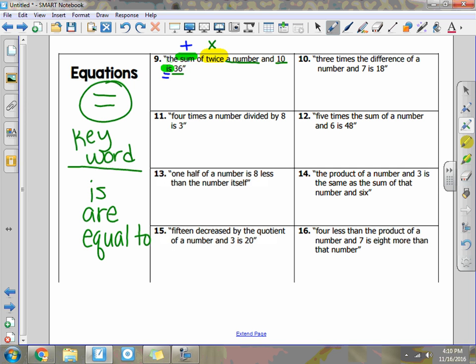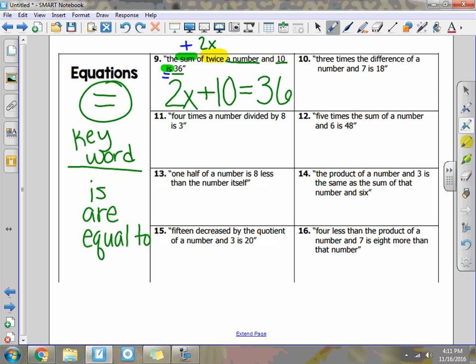So let's put all that together. I know that I need to be adding, because I've got the sum, so I'm going to have addition in there. I also need to have twice, which means 2 times the number, so I'm going to write 2x. So 2 times the number and 10. So there's my sum. Then I have my is, and I know that the answer here is going to be 36. So I'm going to fill that in. Now right now it doesn't say to solve, we are just translating. So we're taking the words, putting them into math language, those numbers and symbols.